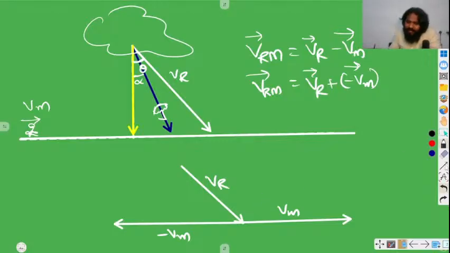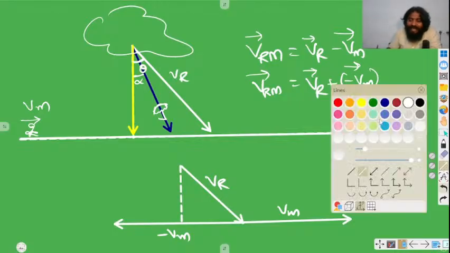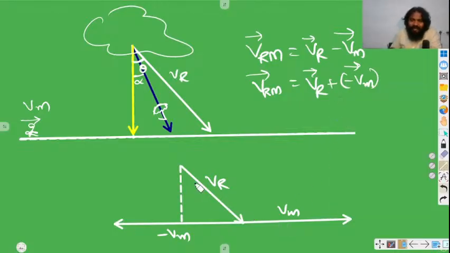Now what is the resultant? What is vertical here? Let me draw the vertical also. Exactly, this is the vertical. Now here this is VR and this is minus VM. Then what is the resultant? Tail to tail, head to head. Let me take red color. Tail to tail and head to head. This is the resultant velocity, the resultant velocity of rain with respect to man.